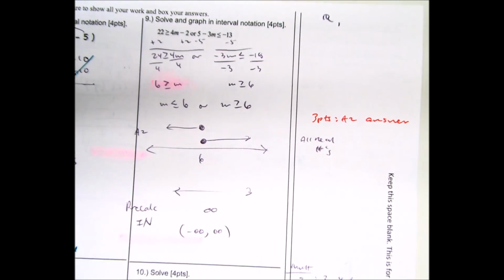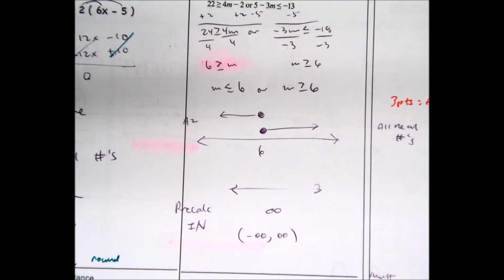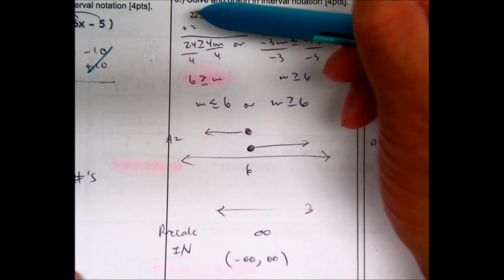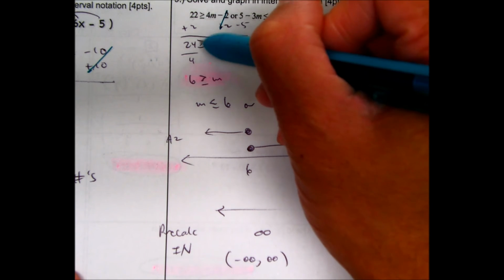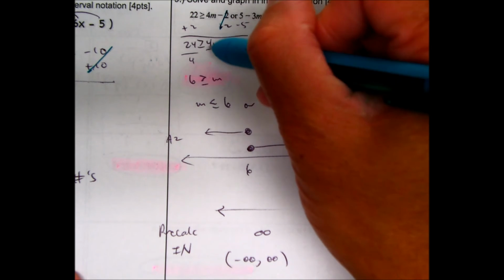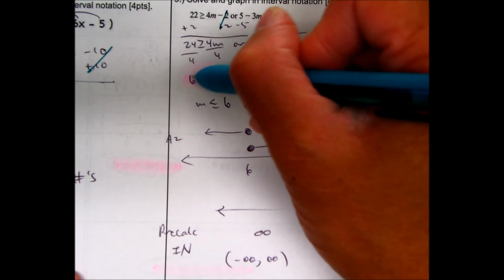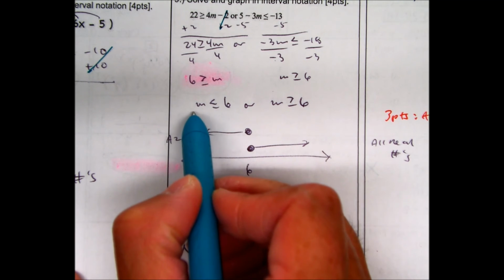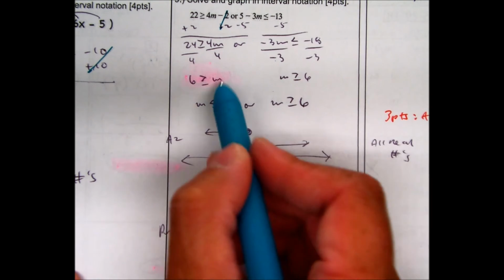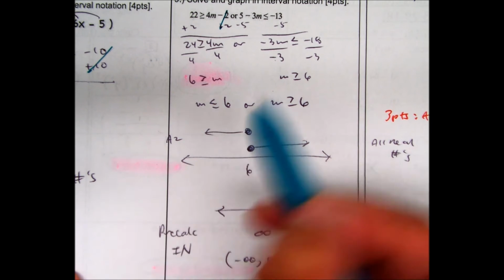Question number 22. Have the keyword or, so I'm just going to bring that down. Added 2 to both sides, that equals 0. 4m less than or equal to 24. Divided by 4, 6 is greater than or equal to m. Now here, when I flip the inequality sign, the only reason I'm doing that is so that the inequality sign is on the left side. M is less than or equal to 6.